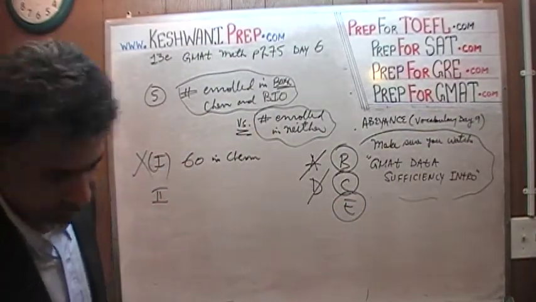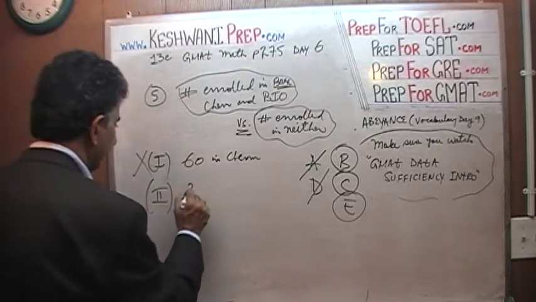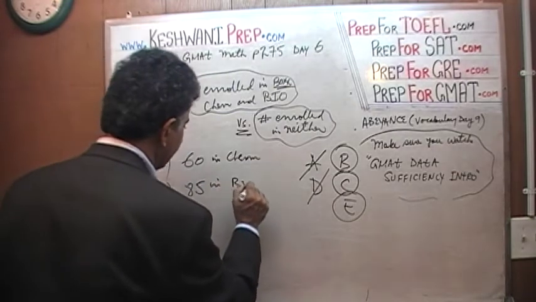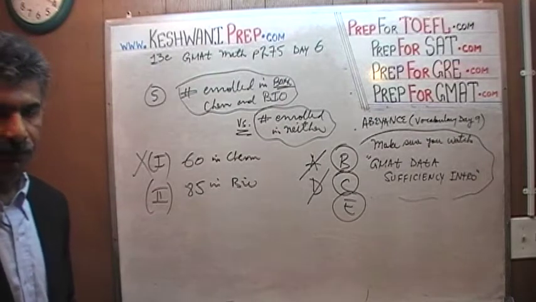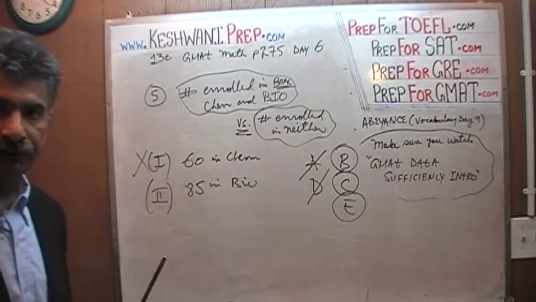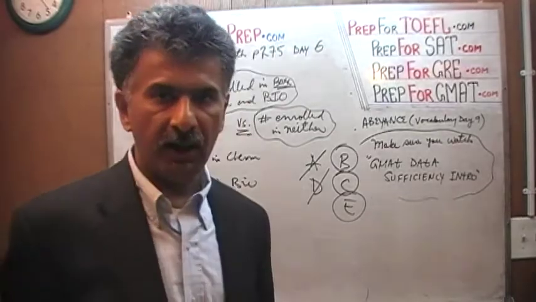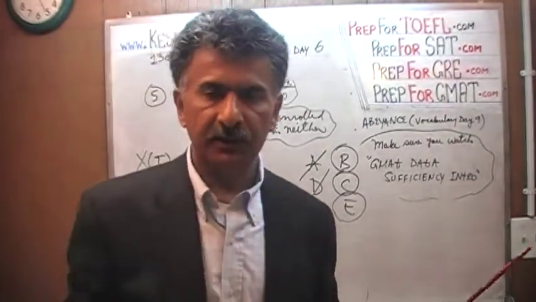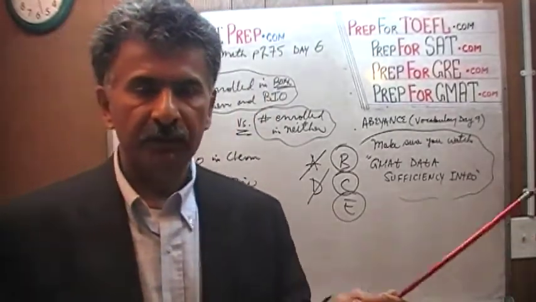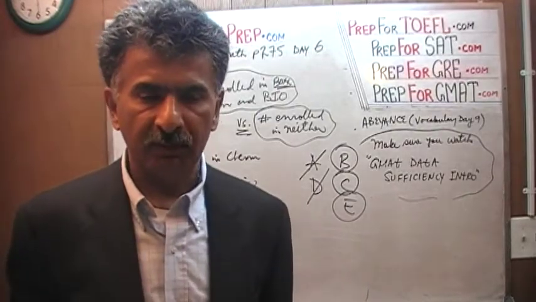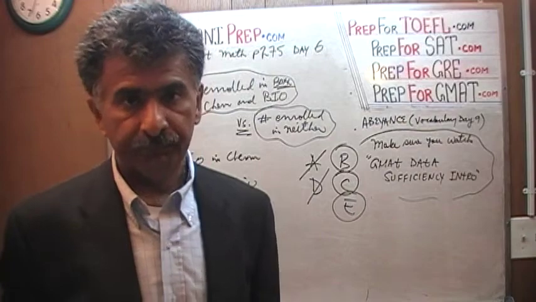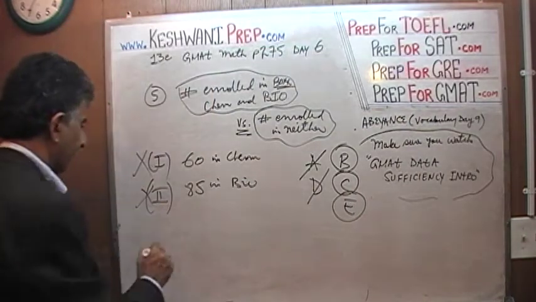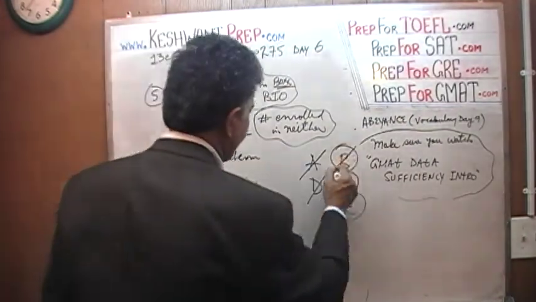The second statement tells us that there are 85 in biology. Does the second statement by itself do anything? No, it does not. Same exact situation as the first statement. Simply knowing how many there are in biology is not going to tell us how many there are in chemistry. It's not going to tell us how many of them are taking both courses, and it's not going to tell us how many of them are taking neither. It doesn't do the job by itself, which means the answer cannot be B.